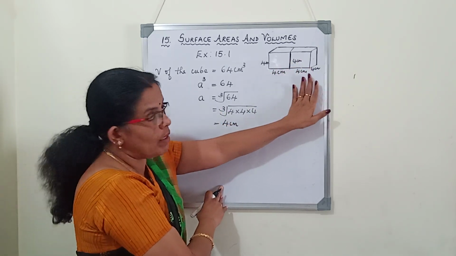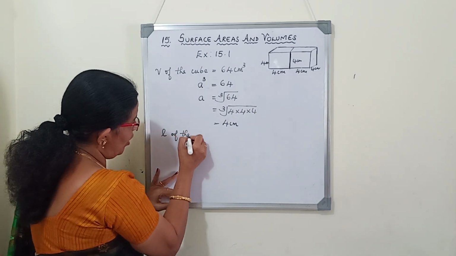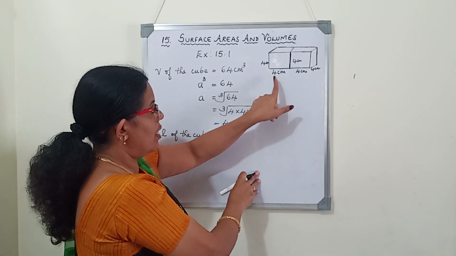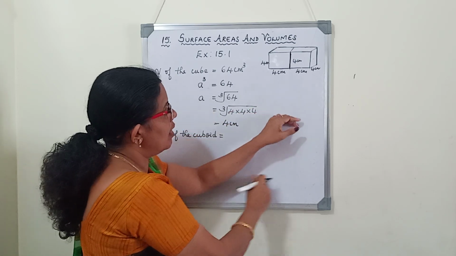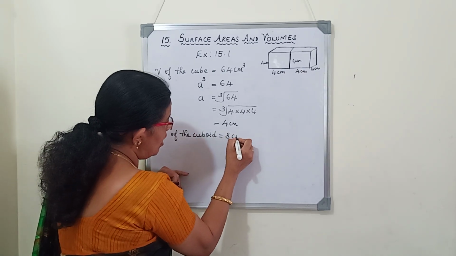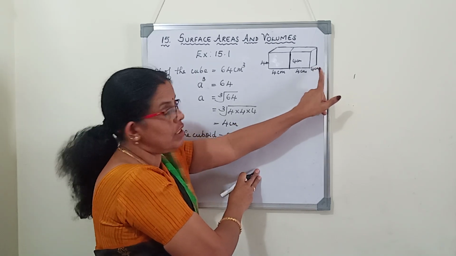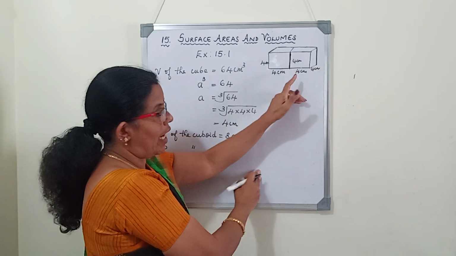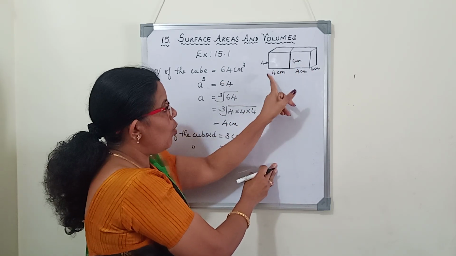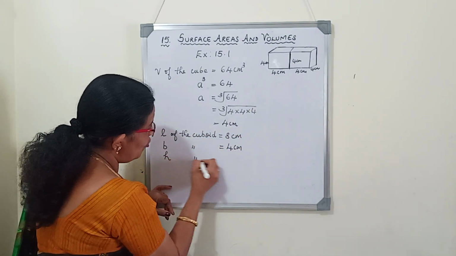Now, we want to find the surface area of this cuboid. When it becomes a cuboid, what is the length of the cuboid? When we kept two cubes side by side of edge 4 centimeter, it becomes 4 plus 4, 8 centimeter is the length. What about the breadth? There is no change for the breadth. Even height, side by side we are keeping, so height also will remain same. Only length will change. So breadth is 4 centimeter, and height also 4 centimeter.